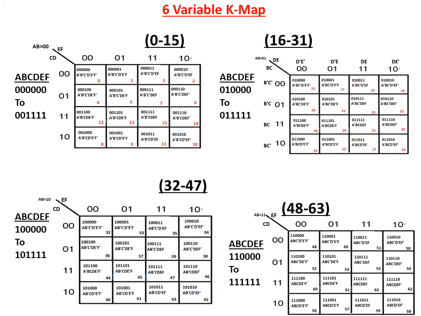For 6 variable K-map, to implement that we are using 4 variable K-maps. The first K-map is represented for 0 to 15. The second K-map is 16 to 31. The third K-map is 32 to 47. The fourth K-map is 48 to 63 cells. So, the first K-map 0 to 15, the equivalent binary representation is given. Here the variables are represented as A, B here, common variable for the cells, and here C, D, E, F.